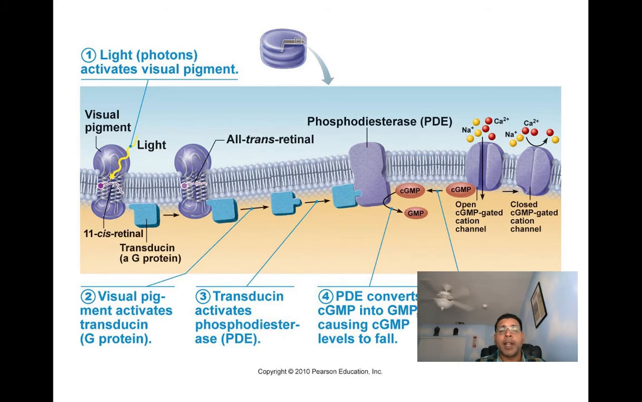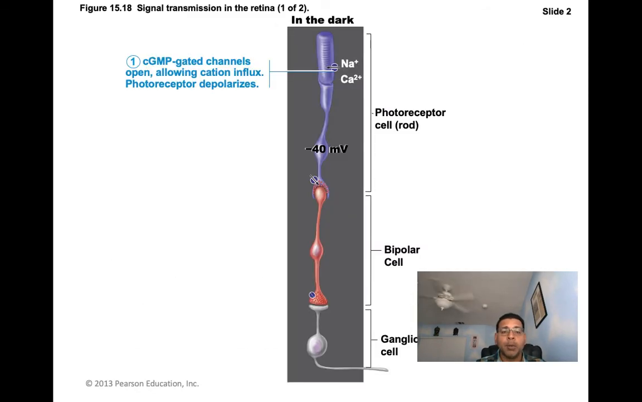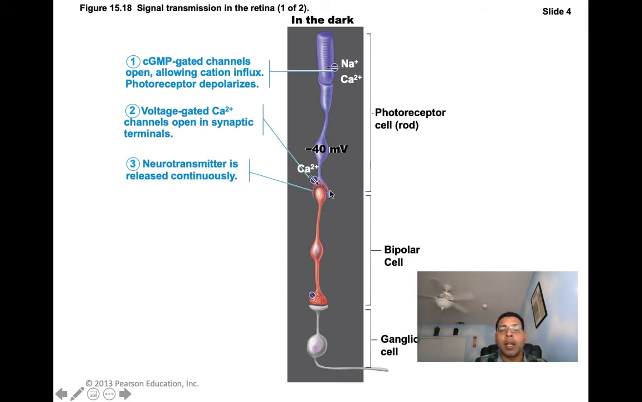So let's look at these events in relation to our photoreceptors, in dark and light. First, the dark. We said in the dark, our cyclic GMP-gated ion channels are open, and this allows cation influx, allowing those photoreceptors to depolarize. As soon as they depolarize, you can see voltage-gated calcium channels open in the synaptic terminals, and this allows neurotransmitter to be released continuously.